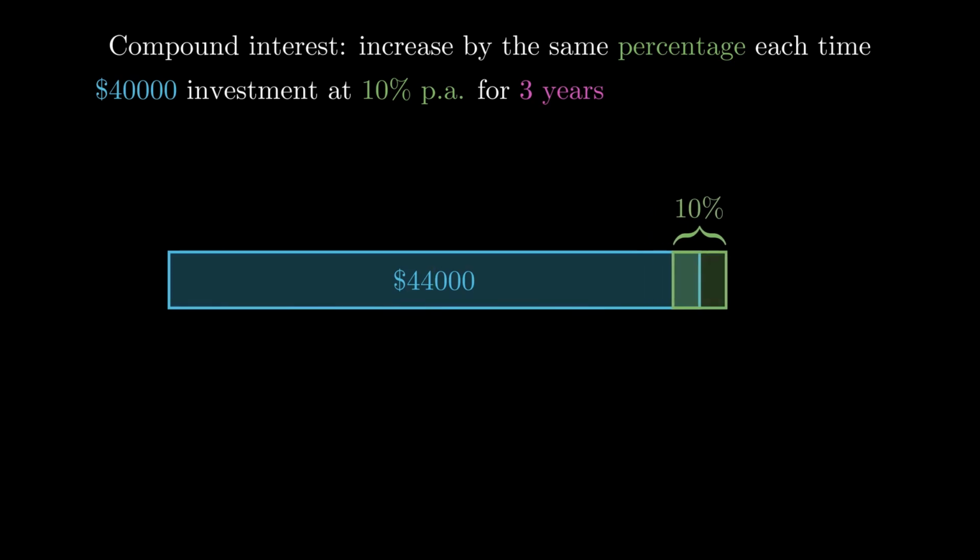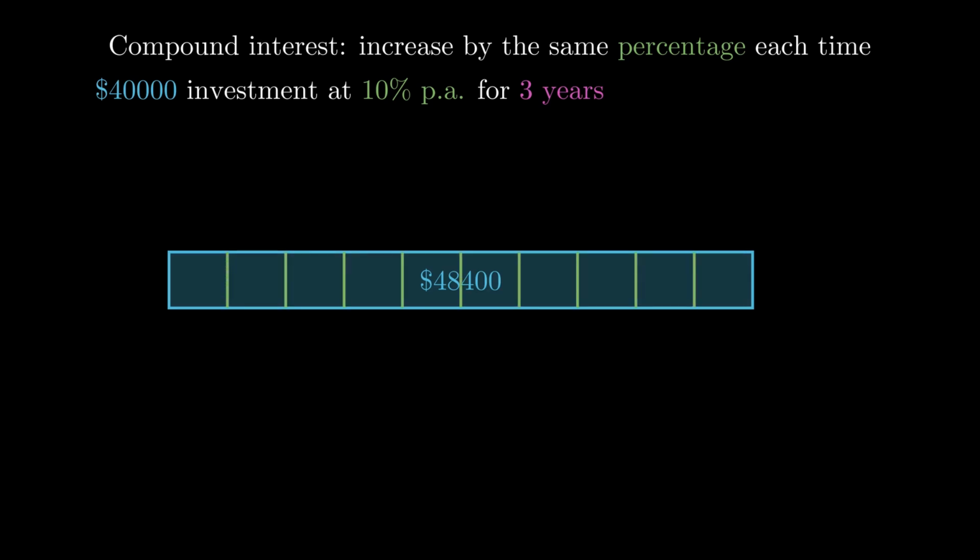So when we increase by 10%, this 10% piece is actually 10% of 44,000, which is now worth 4,400, not just 4,000 anymore. Then this 4,400 will get sucked into the grand total again, giving us our current amount now of 48,400. So now we'll do this one more time for the third and final year.